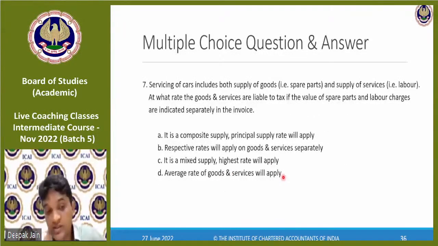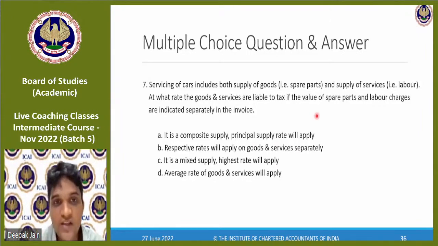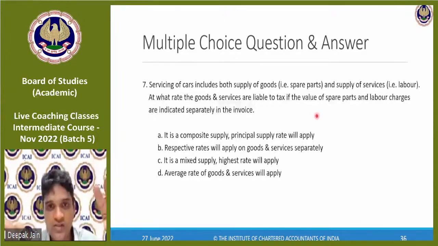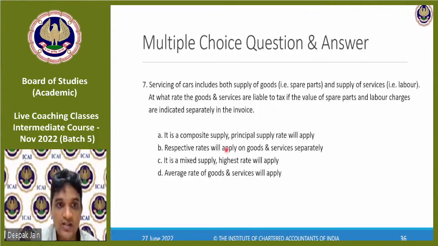Okay. Question number 7. Servicing of cars includes both supply of goods and supply of services. At what rate are the goods and services liable to tax? Now this, you might get separate answers, but there's a clarification. They're saying that if there is supply of goods and supply of services, and separate bills are raised, separate invoices, with separate amounts mentioned for goods and services, then the circular says that respective rates will apply for goods and services.